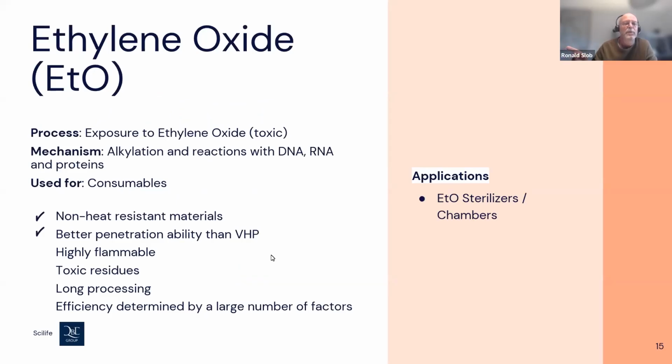In comparison with ETO, ETO is also widely used. It's also a very aggressive gas, alkylating DNA, RNA and proteins. The only thing is that it has better penetration than VHP. It can actually go a little bit inside your product, but the problem is that it's highly flammable. You get a lot of toxic residues after your process. It's quite long, and there are a lot of parameters which affect the efficiency of your cycle itself.